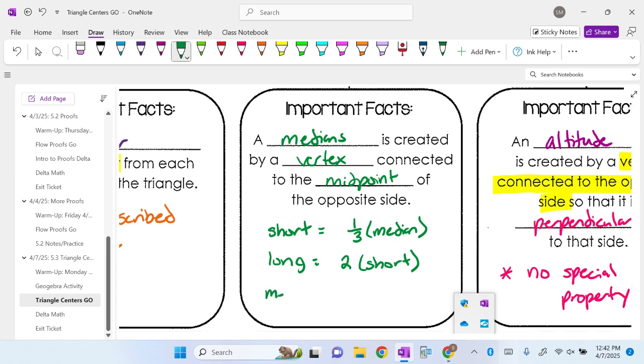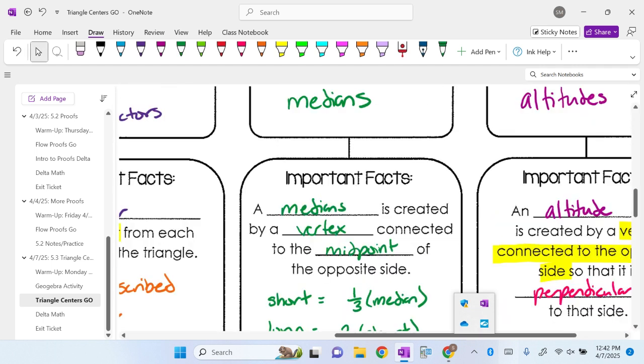And the median is 3 times the short. Now, there is a way you can get from median to long, but you'd have to multiply by like 2/3 or 3/2 or whatever. So I would just find the short and then use the short to find the other two. So the short's kind of the middleman.